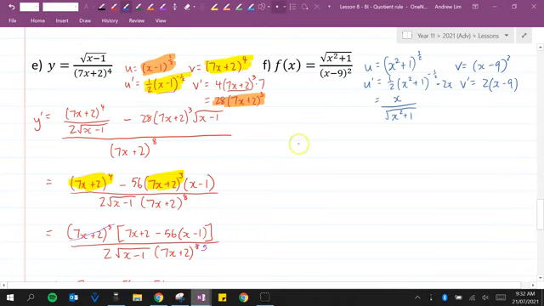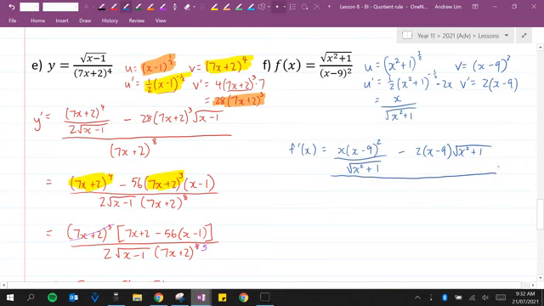So f dash of x is therefore equal to vu dash, x times x minus 9 all squared over the square root of x squared plus 1, minus uv dash, 2x minus 9 the square root of x squared plus 1, all over v squared, x minus 9 to the power of 4.